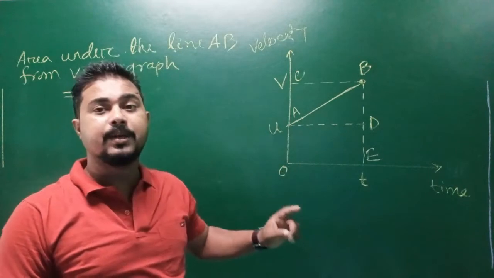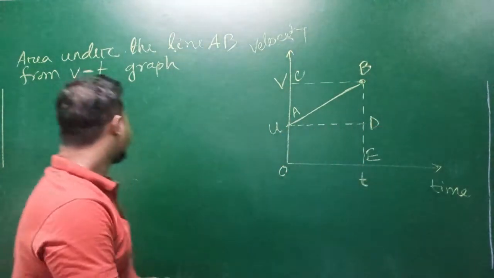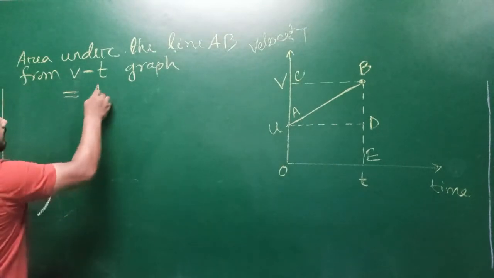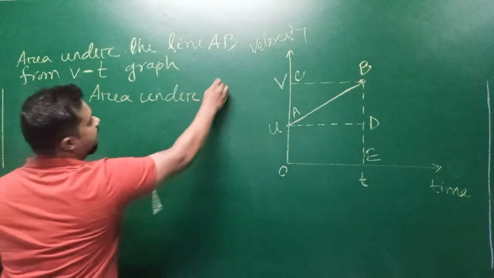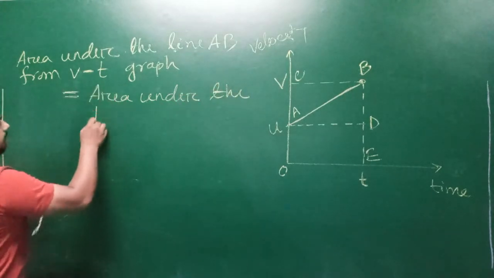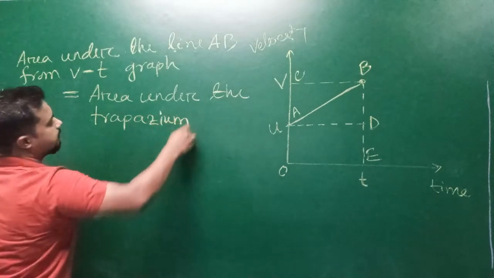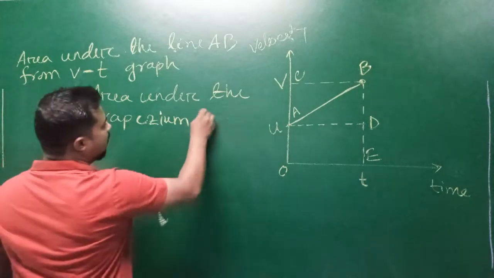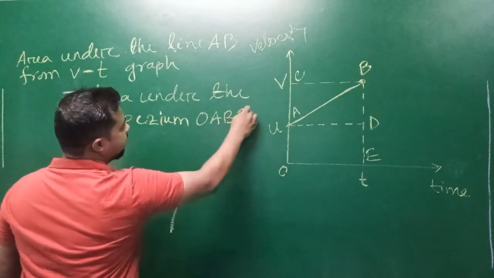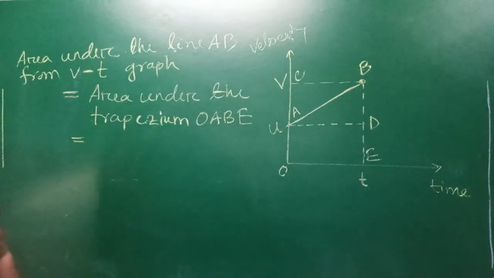The area of the trapezium OABE. Okay, so this must be equal to the area under the trapezium OABE. Okay, so let us try to find out the area of the trapezium is equal to how much.